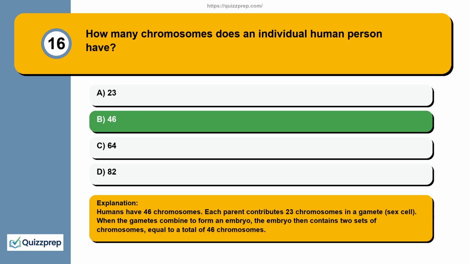Humans have 46 chromosomes. Each parent contributes 23 chromosomes in a gamete, sex cell. When the gametes combine to form an embryo, the embryo then contains two sets of chromosomes, equal to a total of 46 chromosomes.